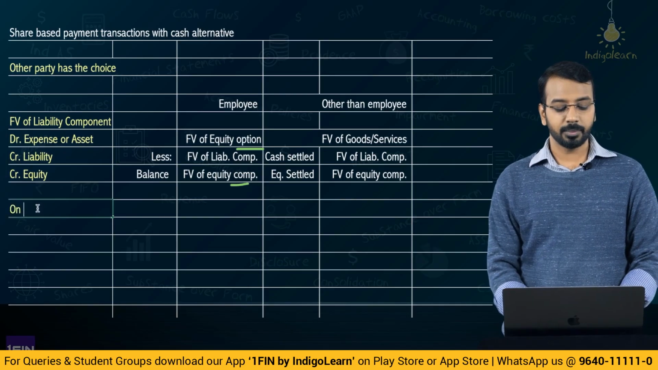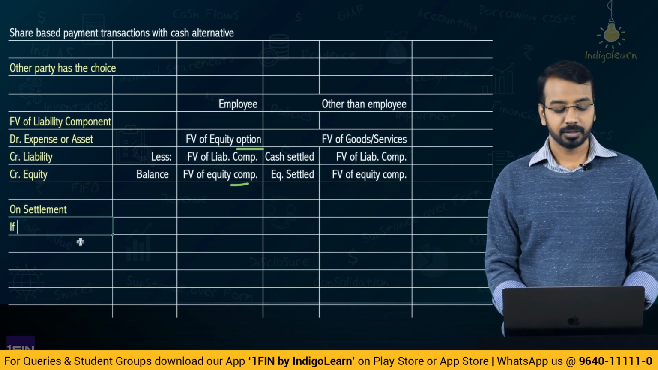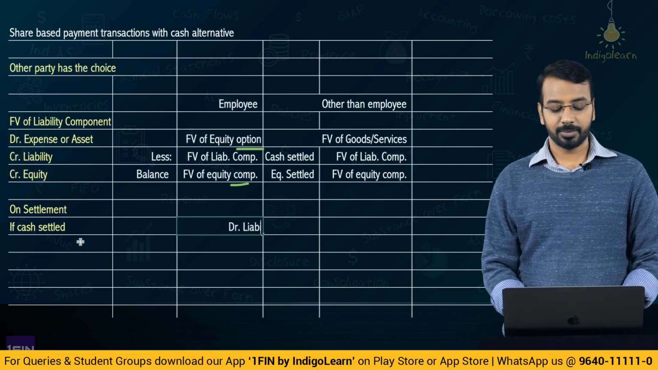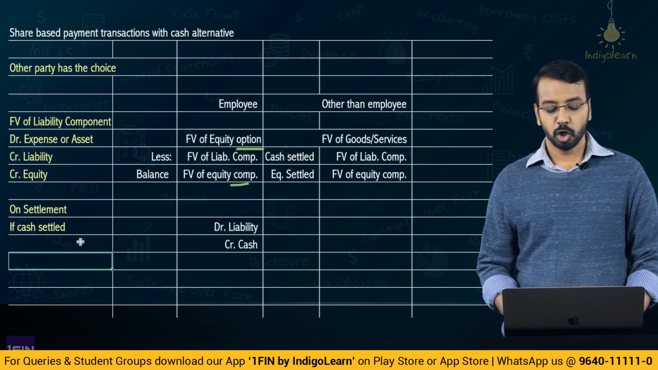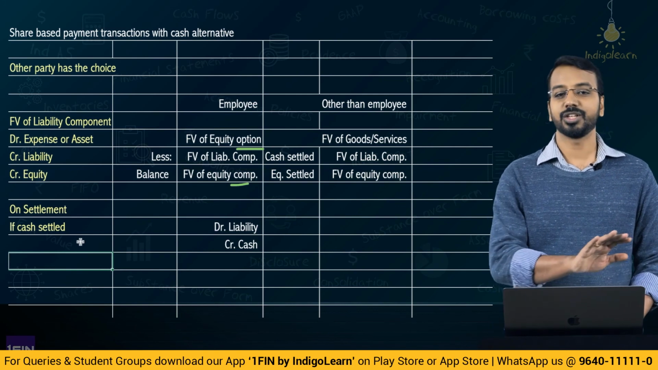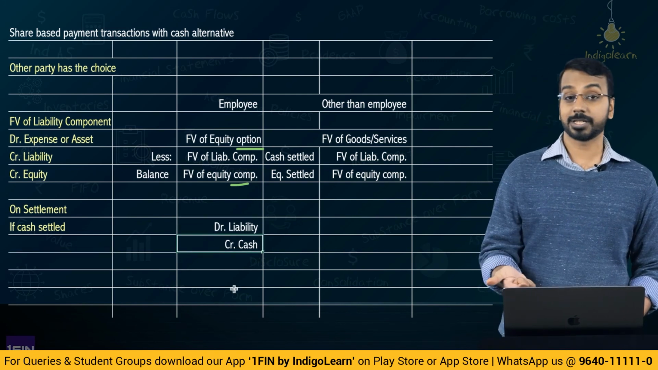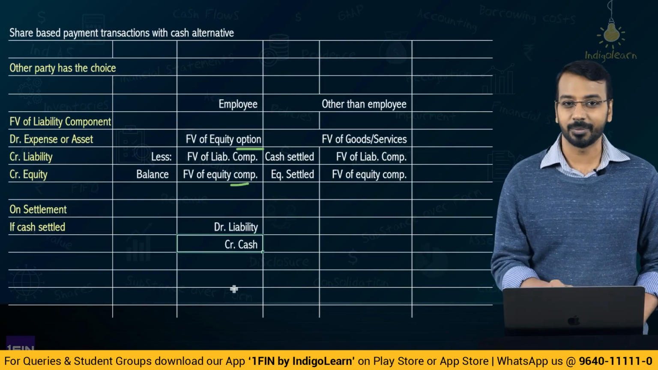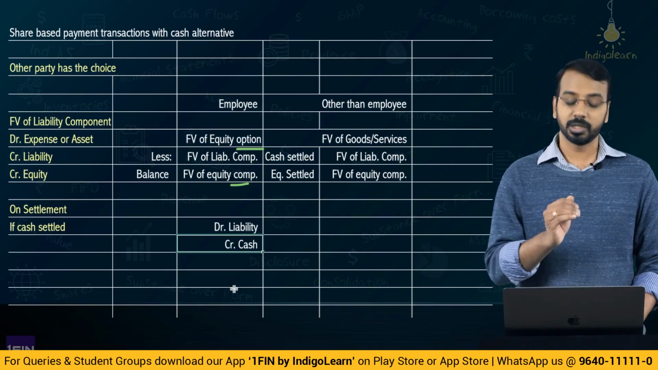Now on settlement, if it is cash settled, then debit liability and credit cash. What is to be done with the equity component? You will not touch it. Sir, will this liability component match with the cash component? Obviously, because at the end of each reporting period and on the date of settlement, you will remeasure the liability. So that is how it would match.